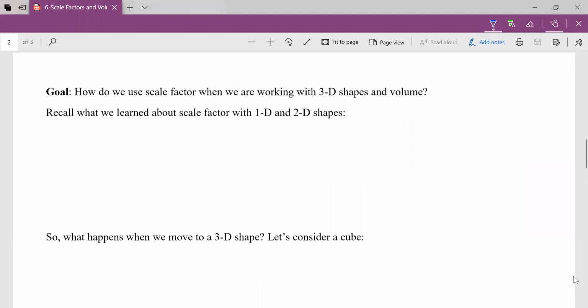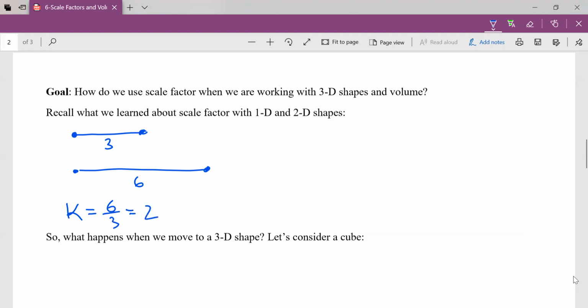Well, before we do that, let's go back and talk about 1D and 2D. So remember, for a one-dimensional shape, let's just say two straight lines, and I said this straight line had a length of 3, and this straight line had a length of 6, what I would say is my scale factor is 6 divided by 3, which is 2.